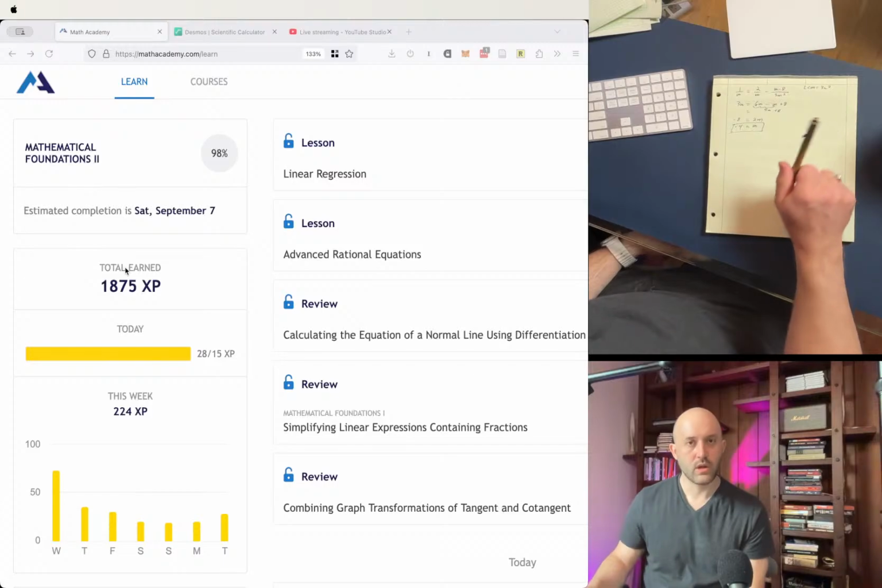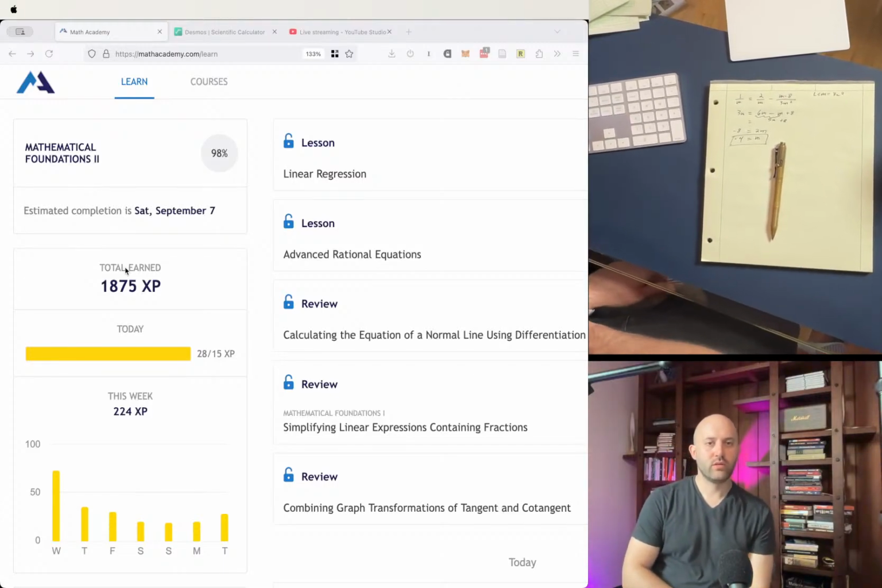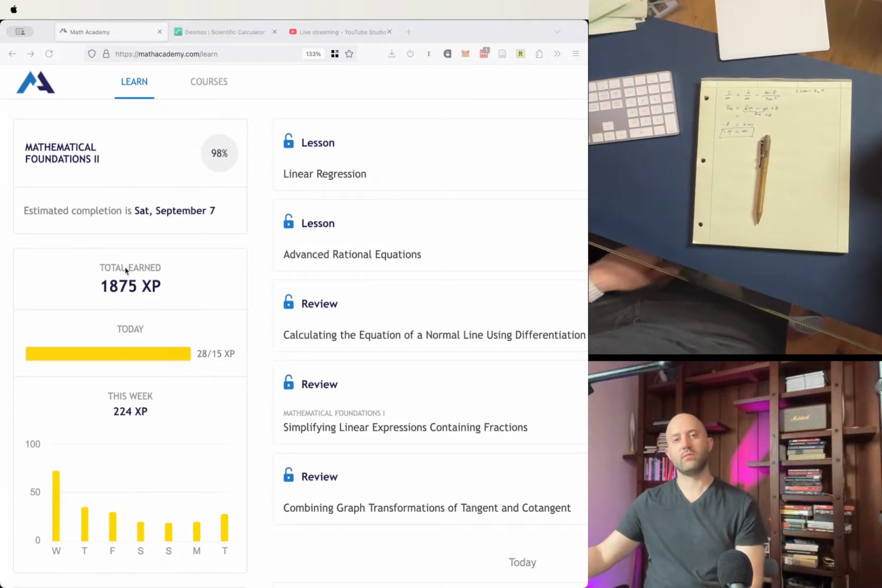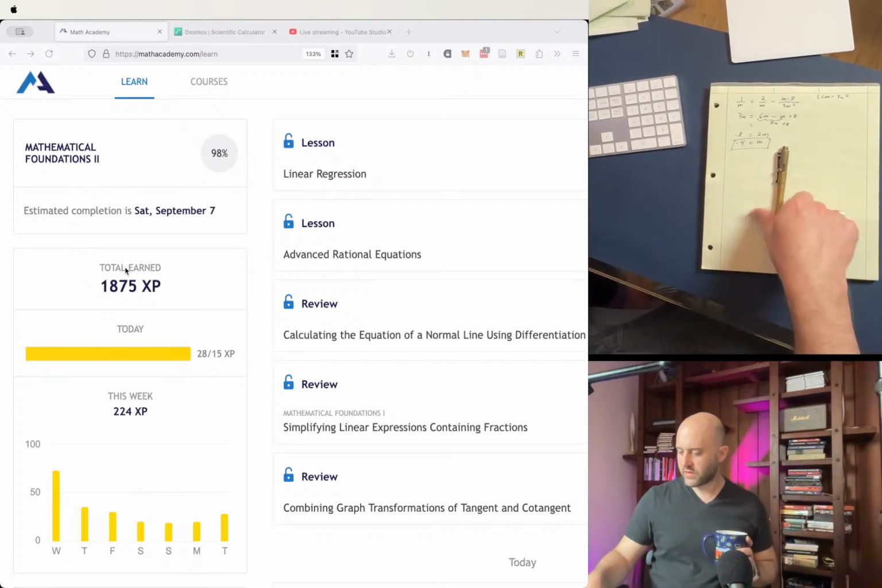But there. So, Math Academy, Foundations 2, 98% complete. Still at 98%, but a few days away from finishing this out. And then I'll start on Foundations 3.